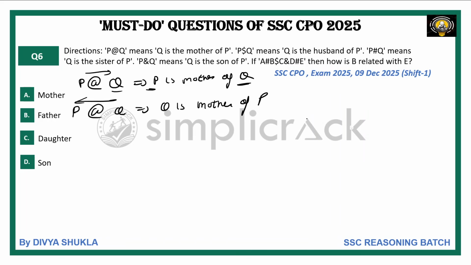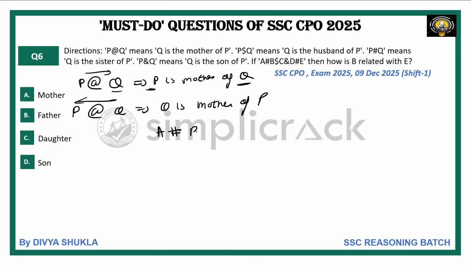So you have to understand and read these instructions. You don't have to ignore this, because if you are not reading this, it might lead to negative marks, and it would be very difficult to find the correct answer. Now at the rate means mother, dollar means husband. So let's start. What is the expression?